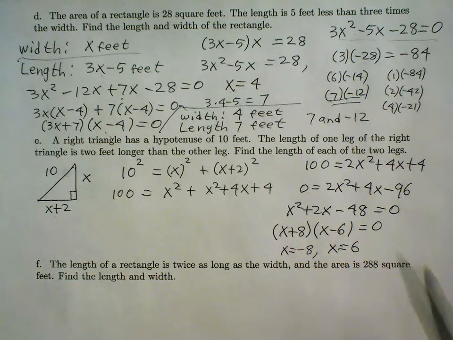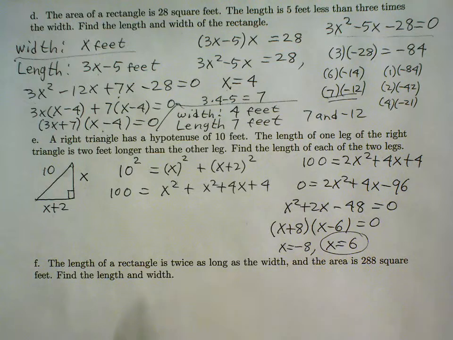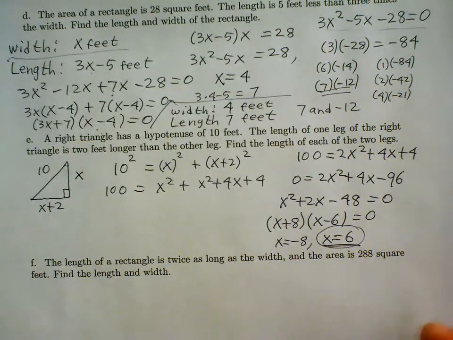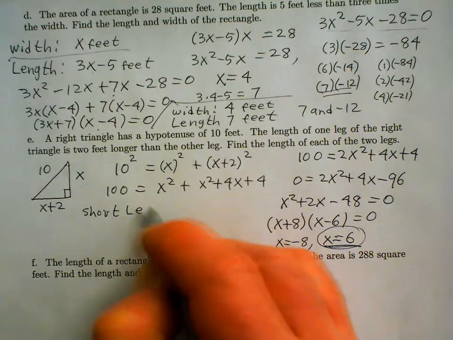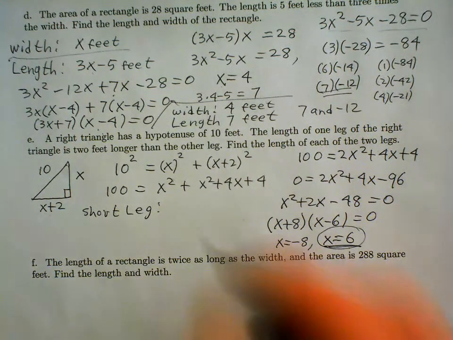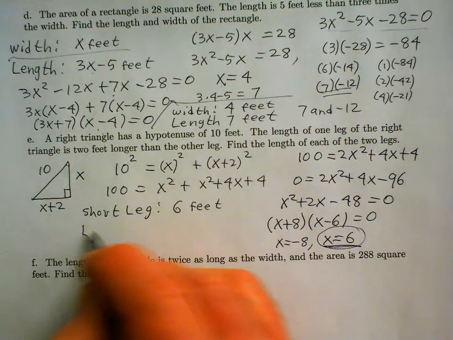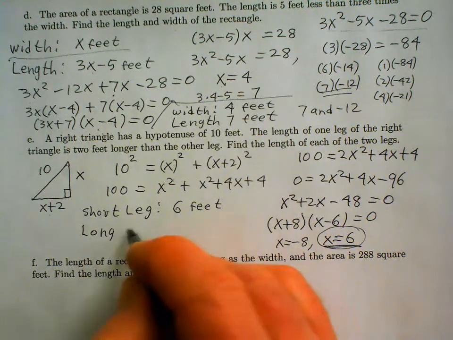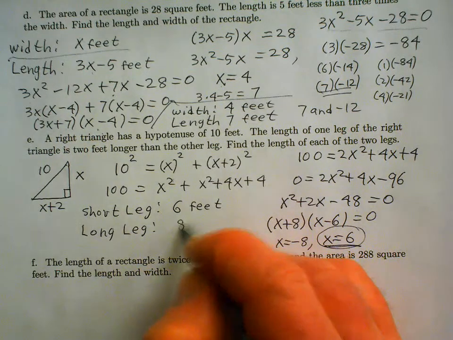But in this problem, we only want the positive solution, positive 6. So the short leg is x equals 6 feet. And the long leg is 2 feet longer, 6 plus 2, or 8 feet.